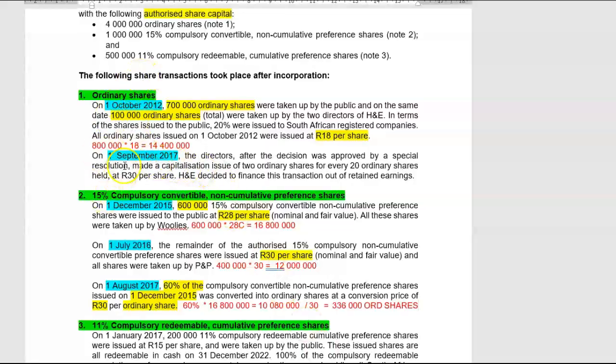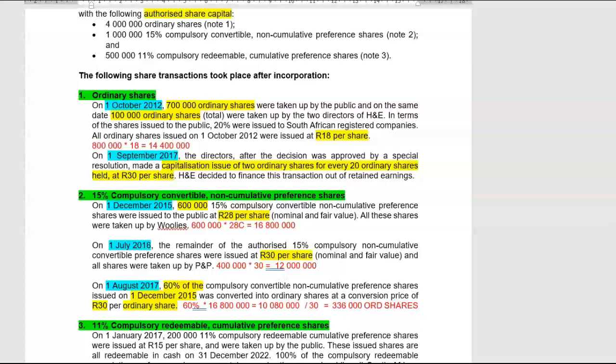So let's go back to that capitalization issue. On 1 September, the directors, after the decision was approved by a special resolution, made a capitalization issue of 2 ordinary shares for every 20 shares held at 30 Rand per share. HatchnEgg decided to finance this transaction out of retained earnings. Now, the first thing that you should understand is that for a capitalization issue, they never raised fresh capital. No cash was received with this capitalization issue.